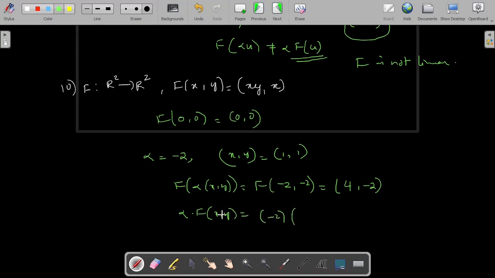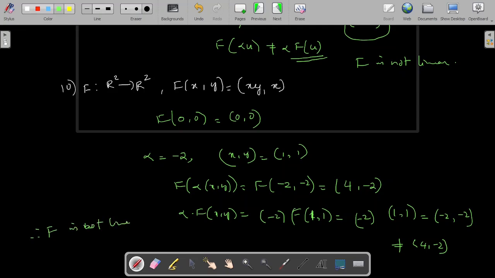-2 into f of (1, 1), that is equal to -2 into (1, 1), which gives you (-2, -2). This is not equal to (4, -2). So f of alpha into u is not equal to alpha into f of u. It is not preserving scalar multiplication. Therefore, your transformation f is not linear.